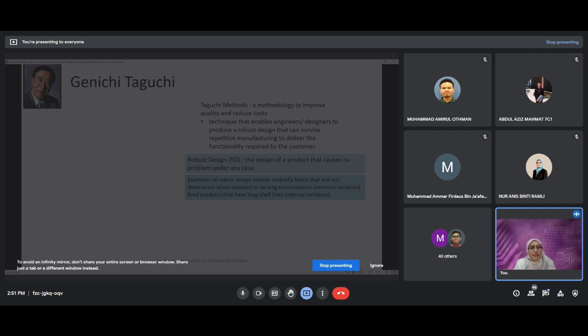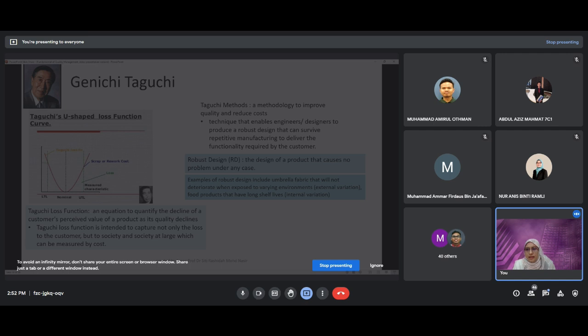These are the external variations. But for internal variation, an example is a food product that has a long shelf life. Okay, Taguchi is also known for the loss function.